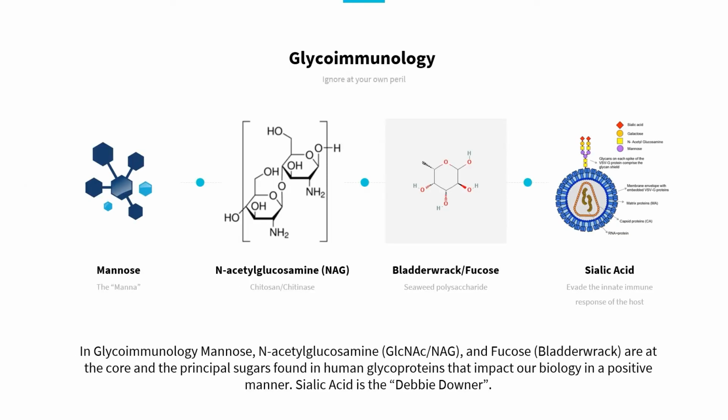In a recent study titled Glycoimmunology, Ignore at Your Own Peril, they discussed the importance of this topic. In glycoimmunology, mannose, N-acetylglucosamine, and fucose, which is a seaweed polysaccharide, are at the core and the principal sugars found in human glycoproteins that impact our biology in a positive manner. Sialic acid is the Debbie Downer of the group.